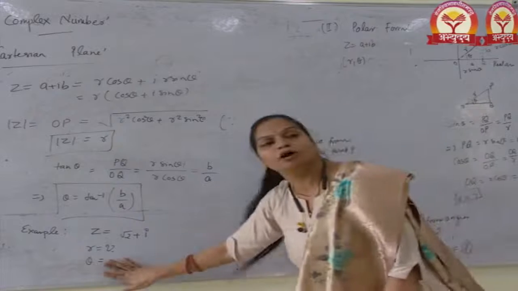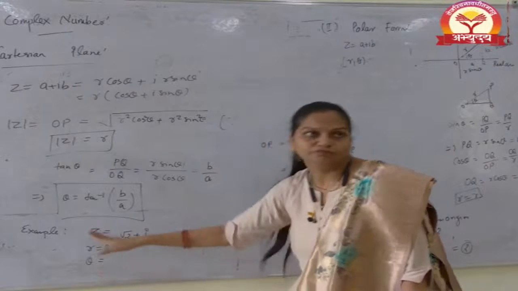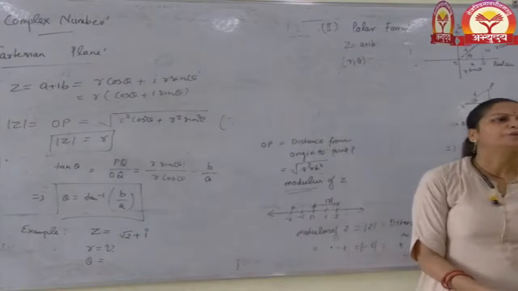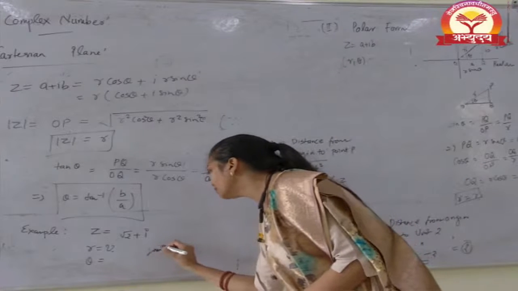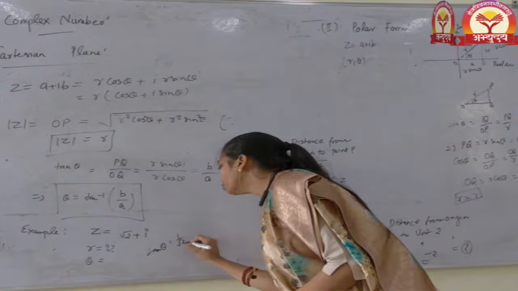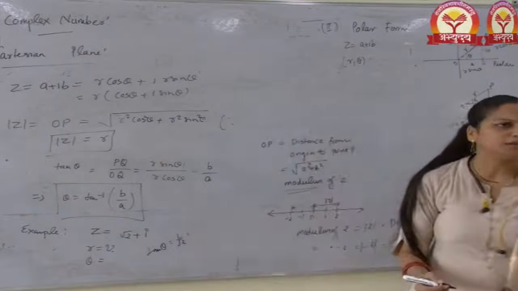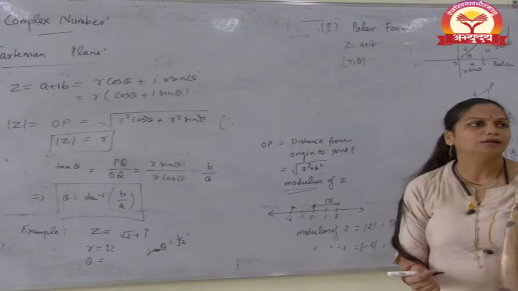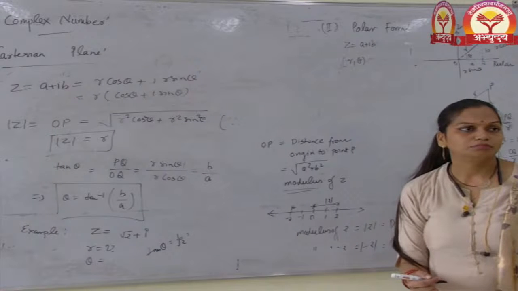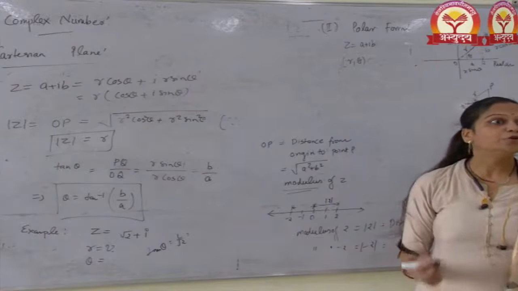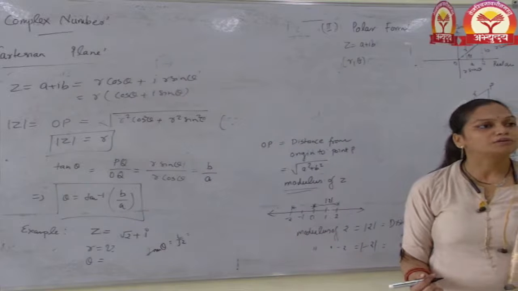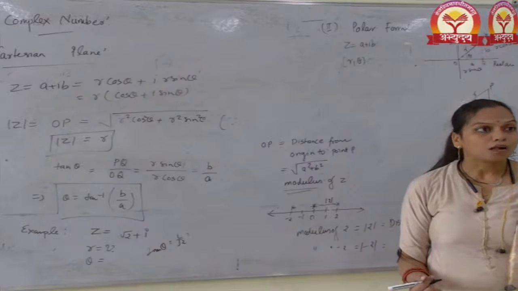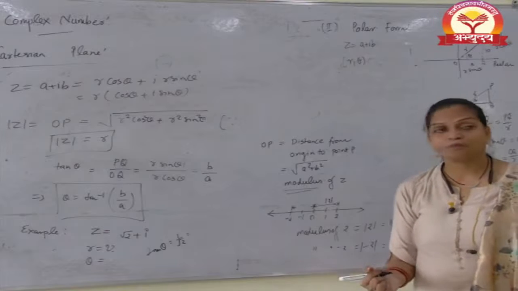And theta is what value? 1 by root 2. Why are you taking tan inverse format? Tan theta is what? Tan theta is 1 upon root 2. That means 1 upon root 2, at which angle does tan take this value? Tan 45 is what?